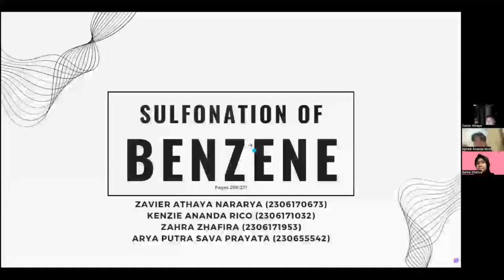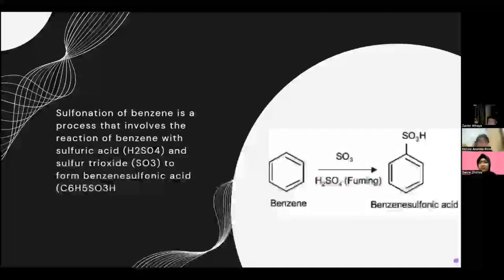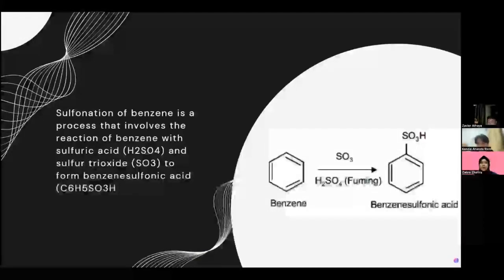Today we'll be talking about sulfonation of benzene. Sulfonation of benzene involves adding a sulfonic acid group to the benzene ring. This process typically occurs by treating benzene with concentrated sulfuric acid and a catalyst like sulfur trioxide. The reaction proceeds through an electrophilic aromatic substitution mechanism where the sulfuric acid acts as an electrophile, attacking the benzene ring to replace the hydrogen atom with the sulfonic acid group.